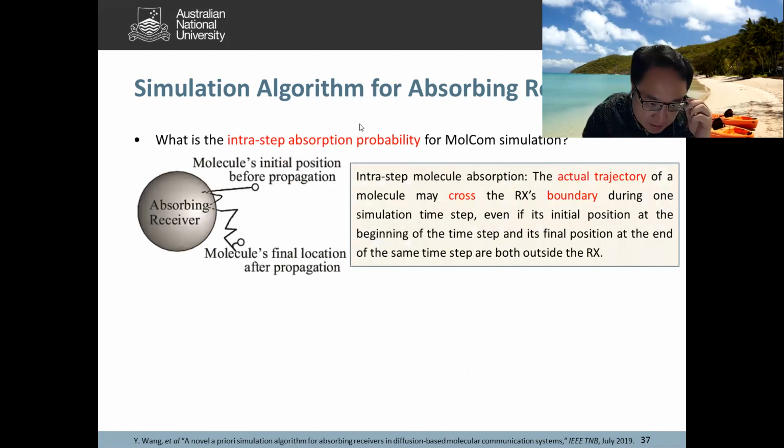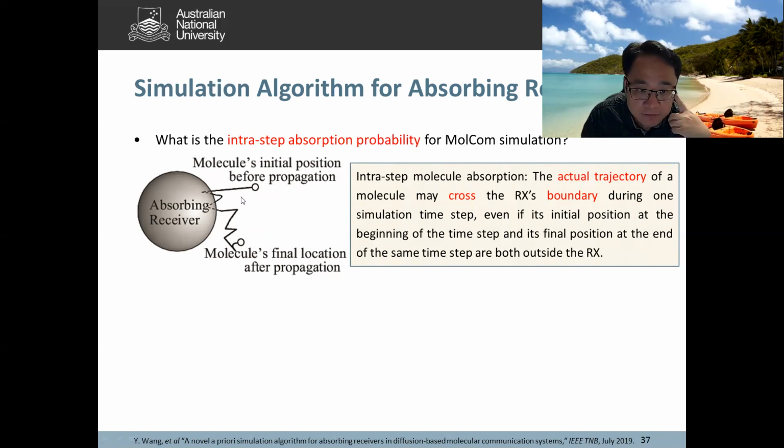Now we can see the absorbing receiver, and suppose this is the molecule's initial position before propagation, and this is the molecule's final location after propagation. Again, this happens in simulation. Intra-step molecule absorption means that the actual trajectory of the molecule may cross the receiver's boundary during a simulation time step, even though its initial position at the beginning of the time step and its final position at the end of the same time step are both outside the receiver.